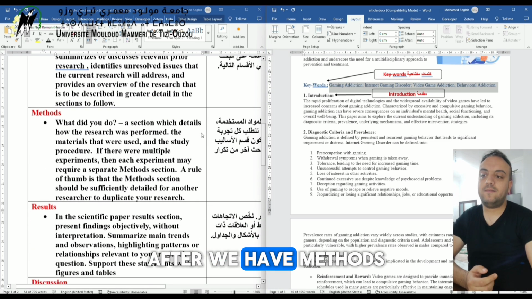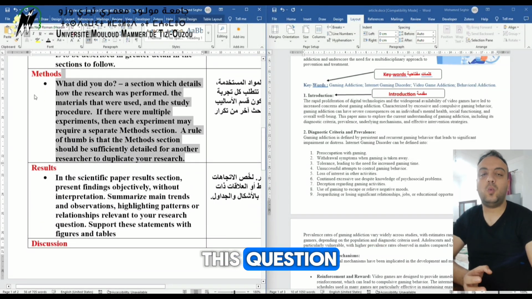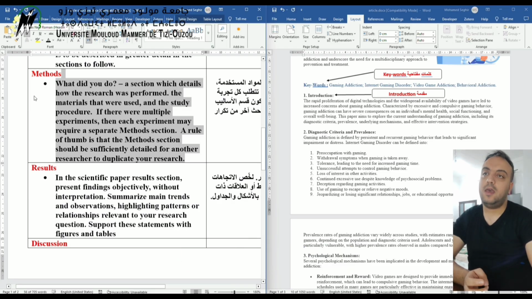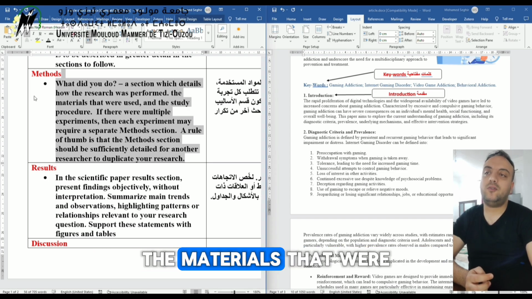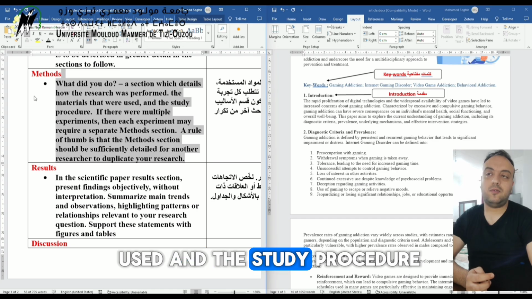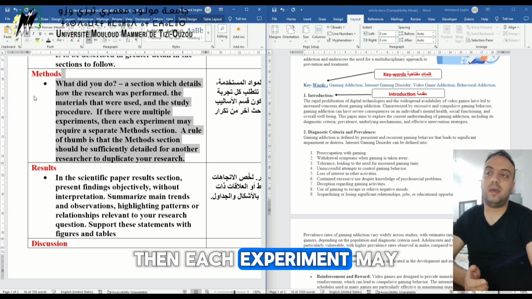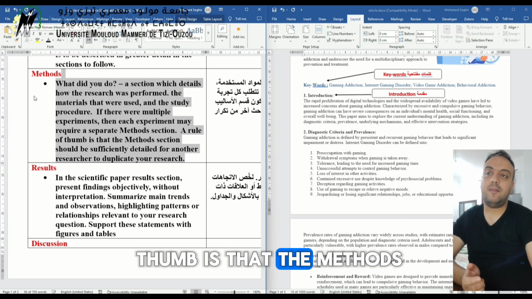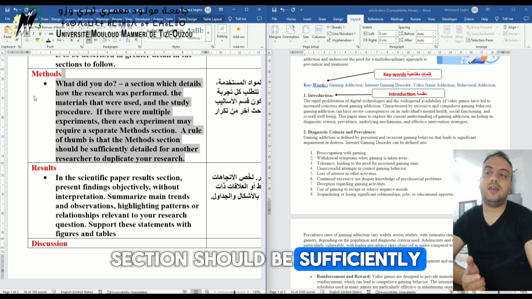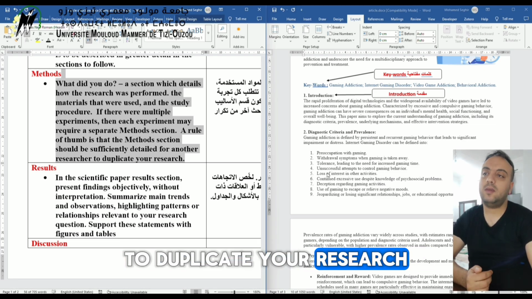After that, we have methods, and methods should answer this question: what did you do? It is a section which details how the research was performed, the materials that were used, and the study procedure. If there were multiple experiments, then each experiment may require a separate methods section. A rule of thumb is that the methods section should be sufficiently detailed for another researcher to duplicate your research.